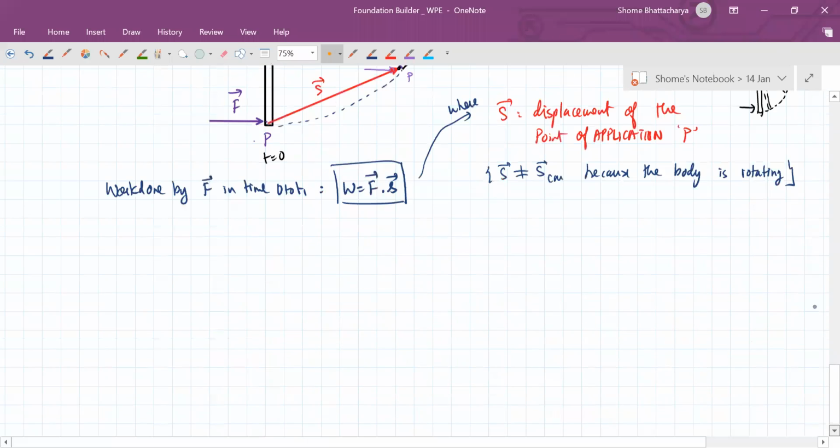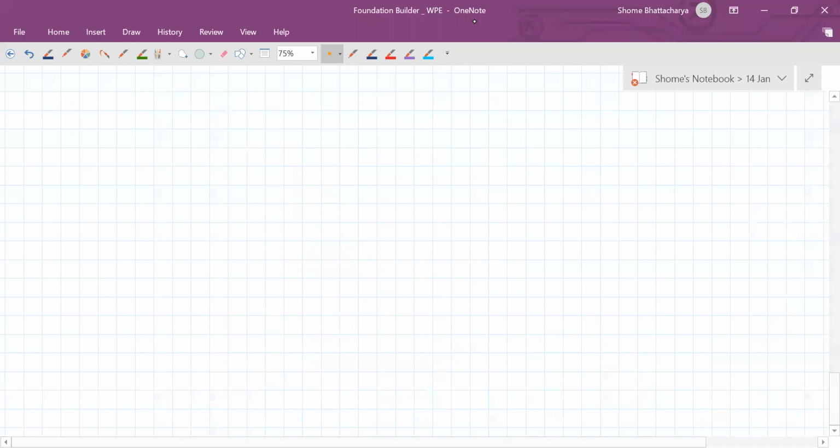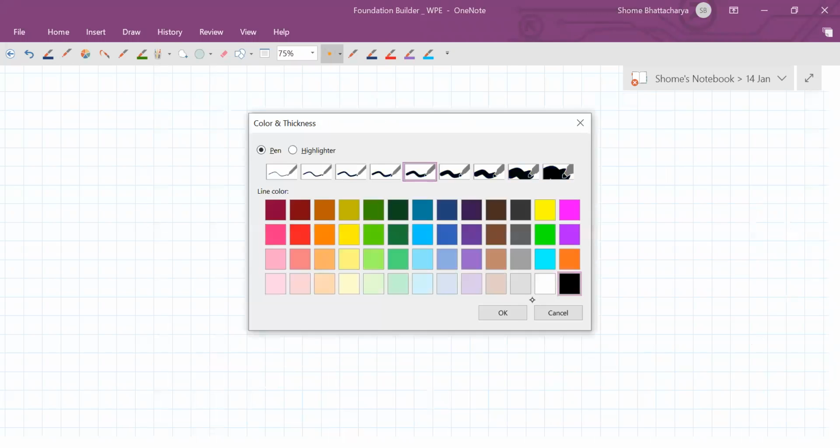Okay, people, so hope you're done with this example. Now let us look at a numerical example of calculation of work done.